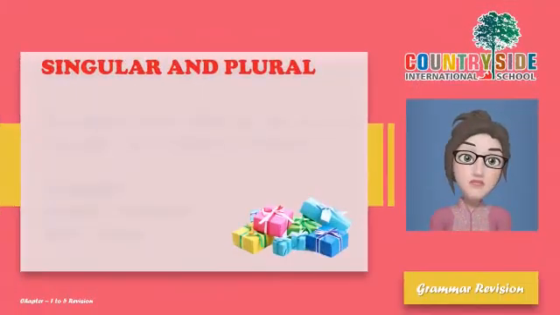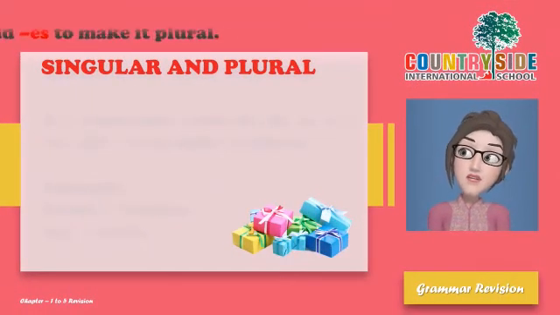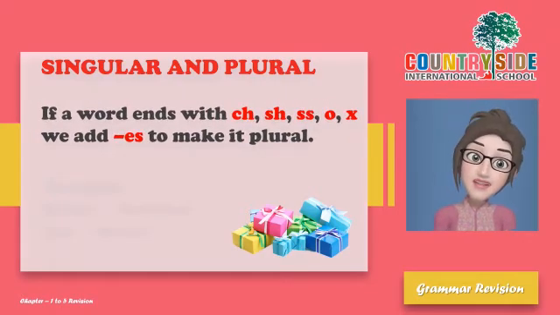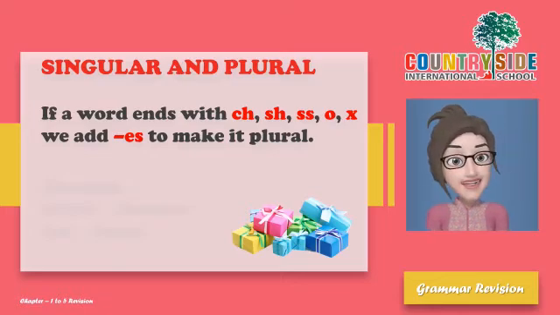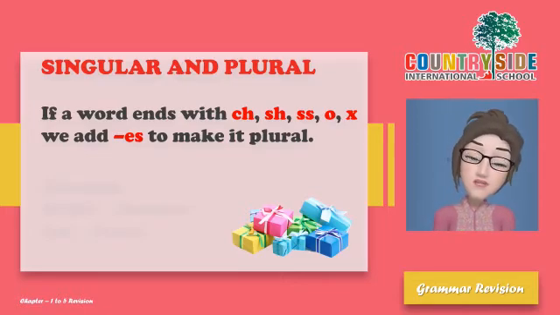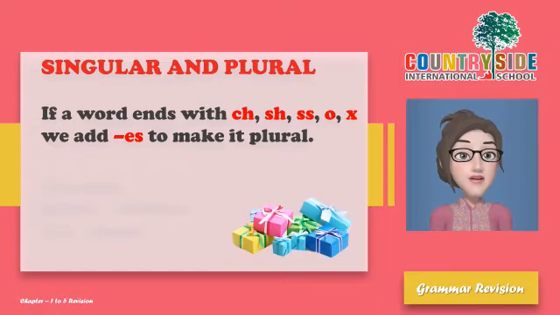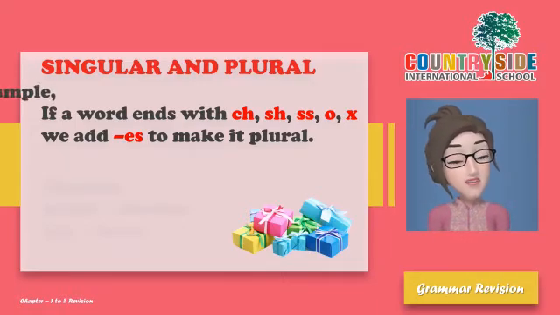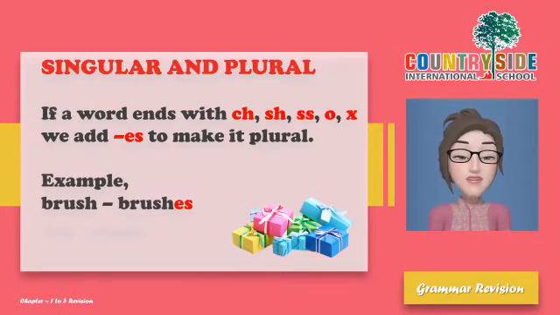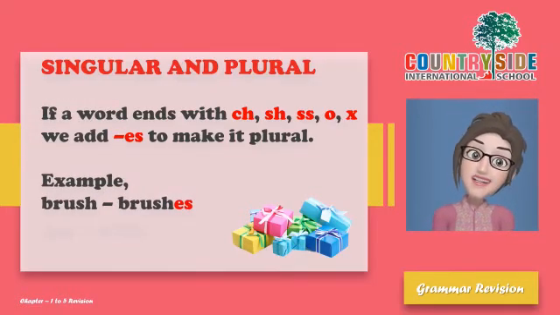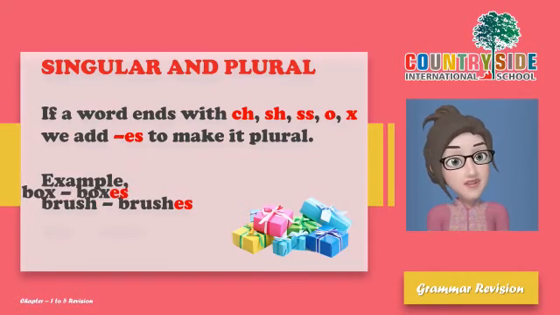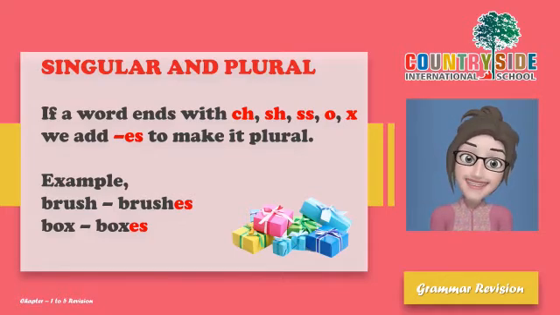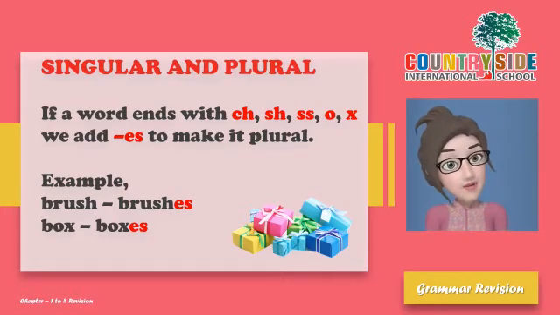Now any word, if it ends with ch, sh, ss, o, x, then to make it plural, we add es, not only s, but es behind it. See the example, brush, it ends with sh, so we put es behind and write brushes to show its plural form. Box, it ends with x, so we add es to make a plural form. Boxes.